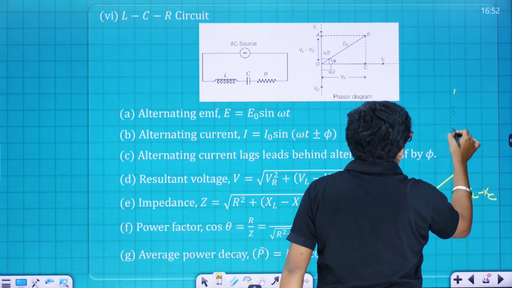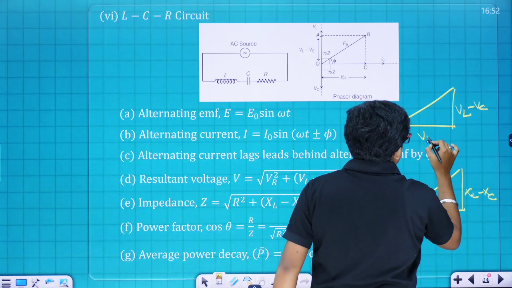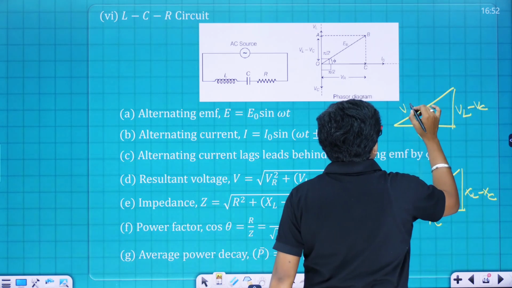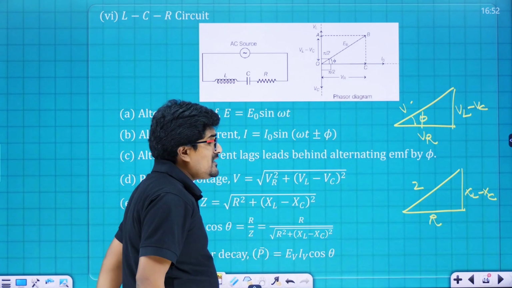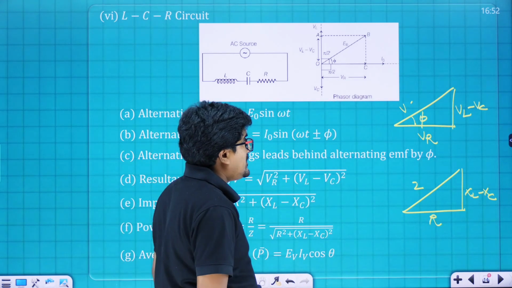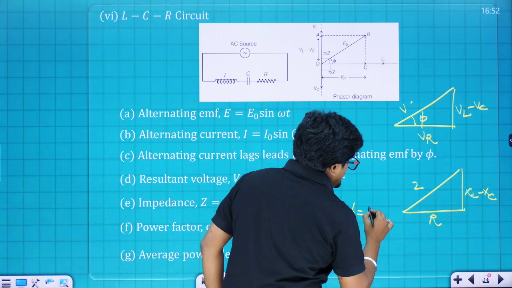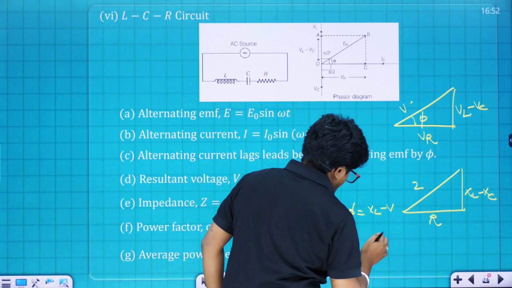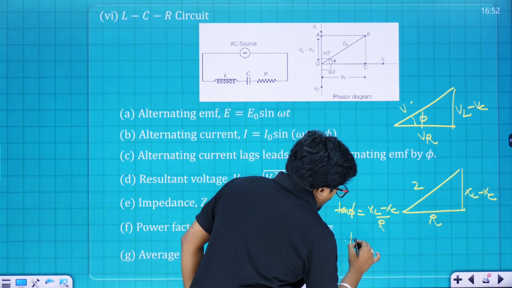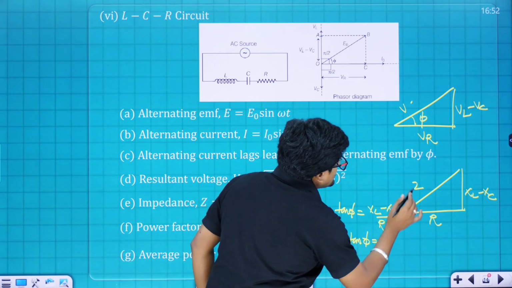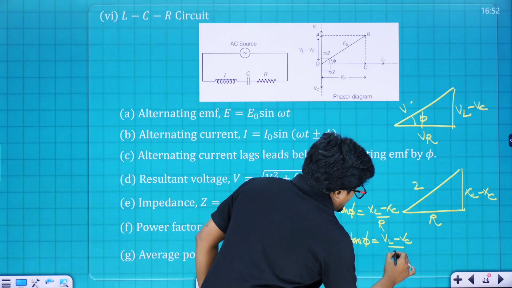And if I consider the voltage, here this is going to be VL minus VC, here this is going to be R, and here this is going to be the resultant value, again this is going to be phi. So in this condition, if I consider the tan phi value, tan phi means what? I can say it is going to be XL minus XC upon R, or in other words, I can say that tan phi is going to be what? VL minus VC all divided by R.